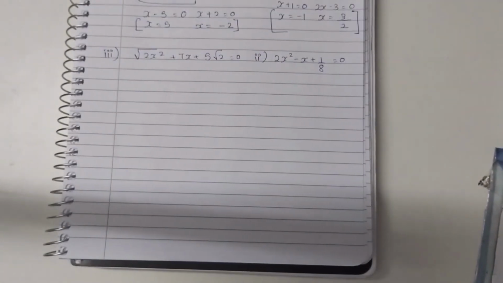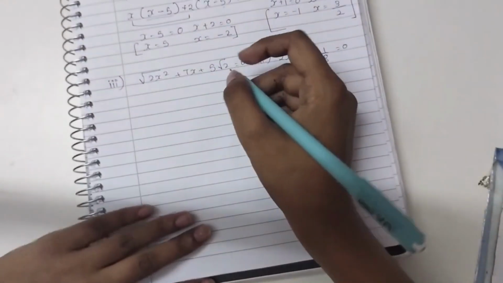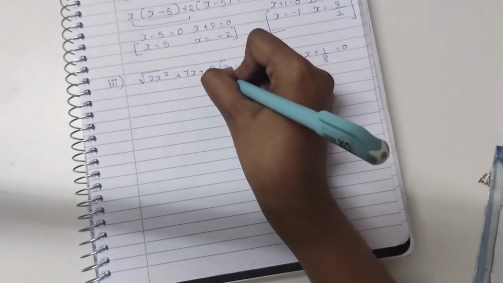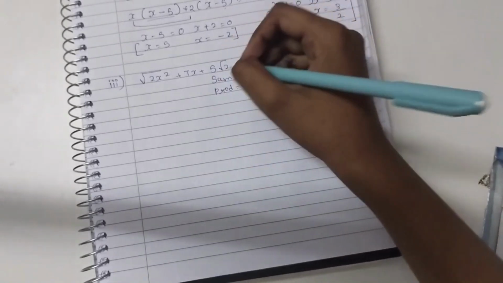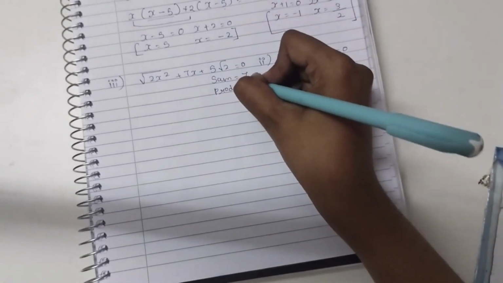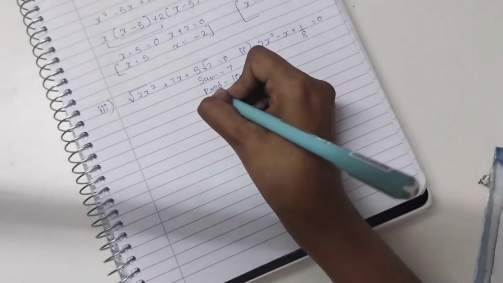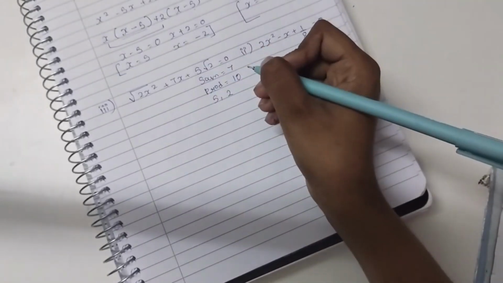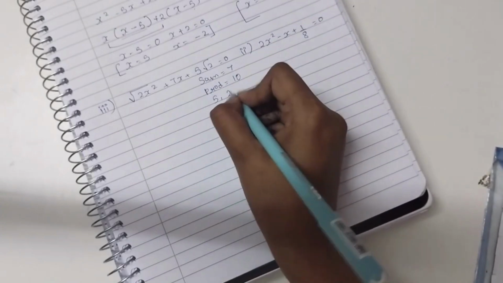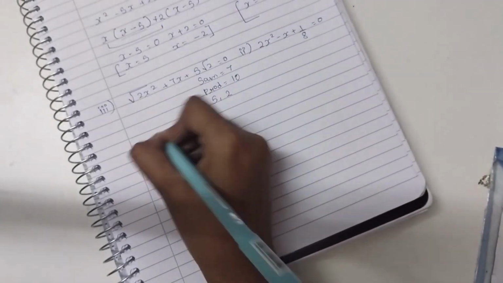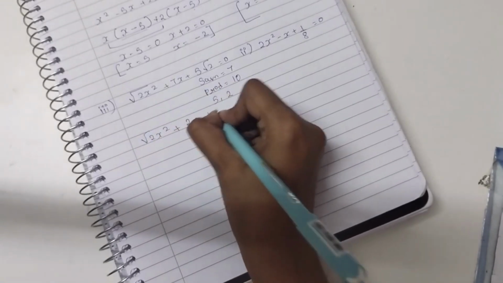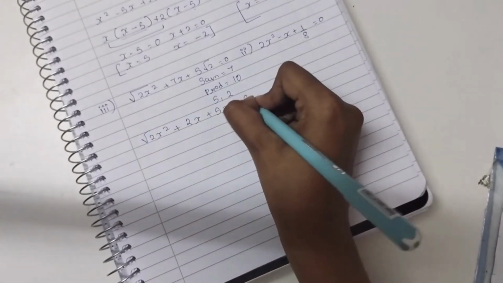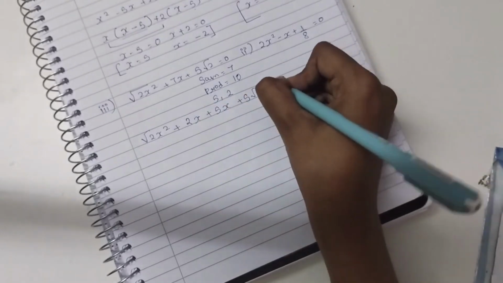In the third question, they've given root 2 x squared plus 7x plus 5 root 2 is equal to 0. We need to find two numbers in which the sum equals 7 and the product of the two numbers equals 5 times 2, which is equal to 10. So two such numbers can be 5 and 2. So we're going to substitute these two values in the quadratic equation. We will get root 2 x squared plus 2x plus 5x plus 5 root 2, which is equal to 0.